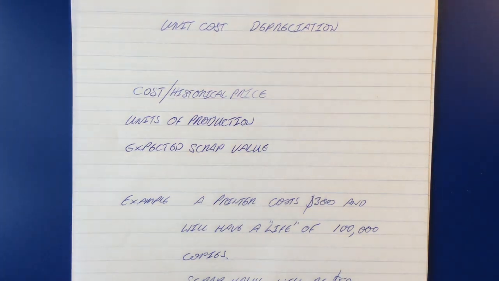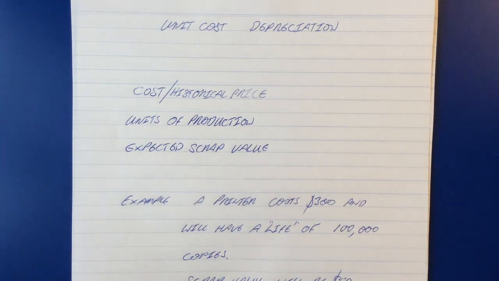And today we're looking at unit cost depreciation, which is a very specific type of depreciation. It's the type of depreciation that does not involve the passage of time. It has to do with units of production. So let me explain that.